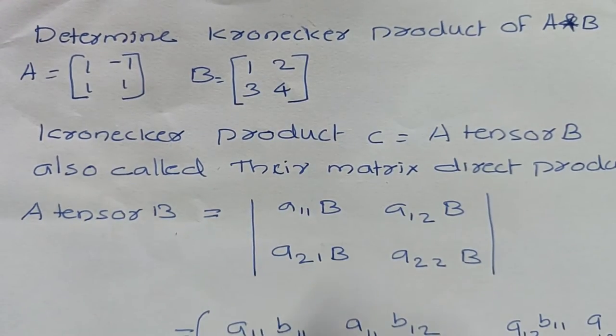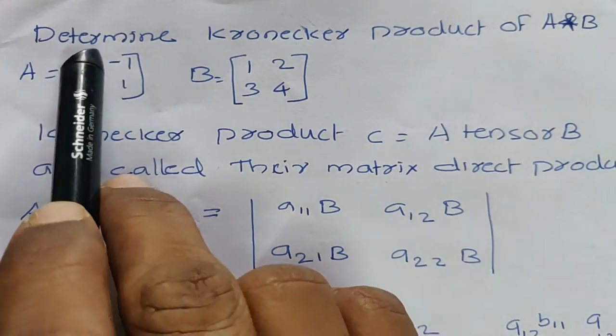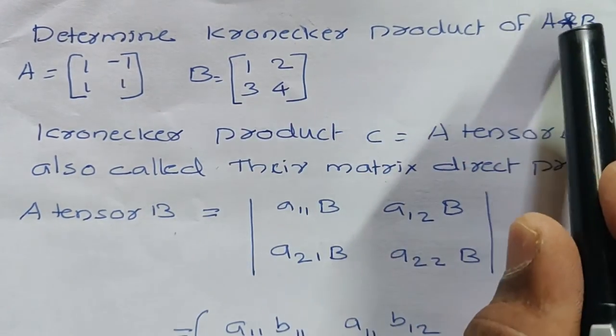Hi, we are going to discuss some problems in digital image processing. Let's start with the first problem. Determine Kronecker product of A and B.